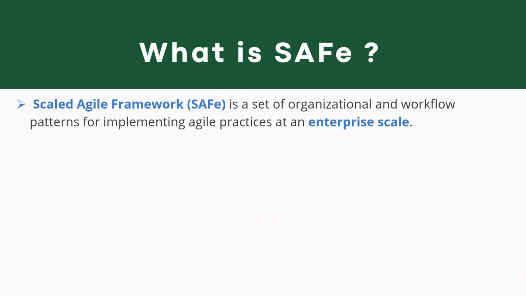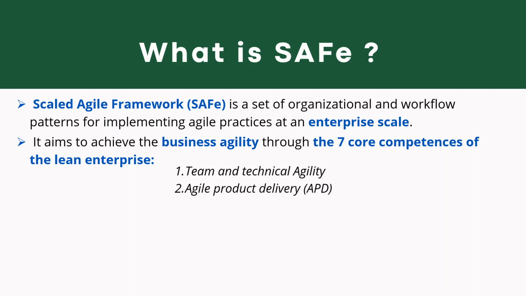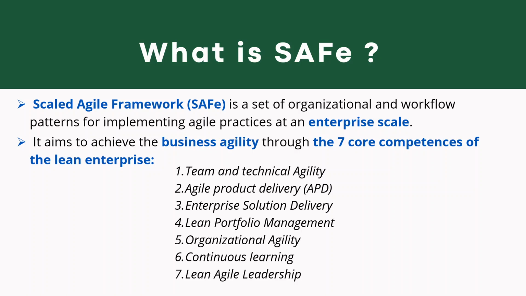Now, the Scaled Agile Framework is a set of organizational and workflow patterns for implementing agile practices at an enterprise scale. It aims to achieve business agility through the 7 core competencies of the lean enterprise, which are team and technical agility, agile product delivery, enterprise solution delivery, lean portfolio management, organizational agility, continuous learning, and lean agile leadership.